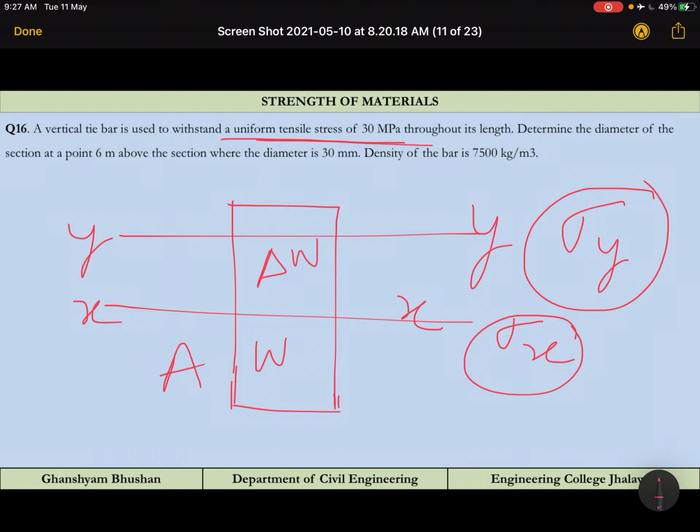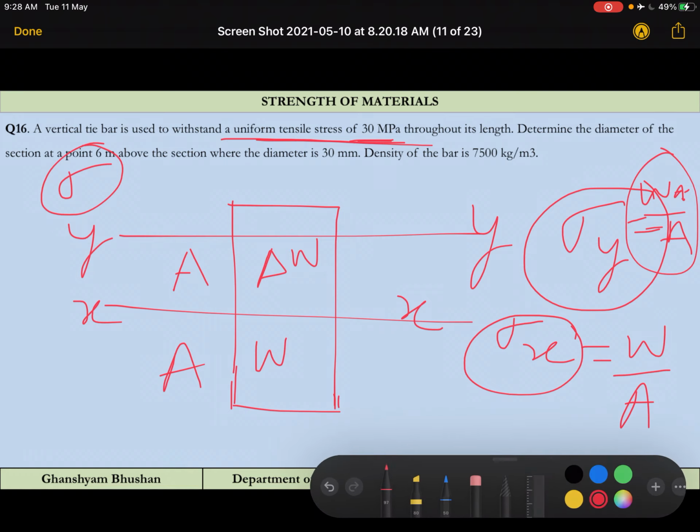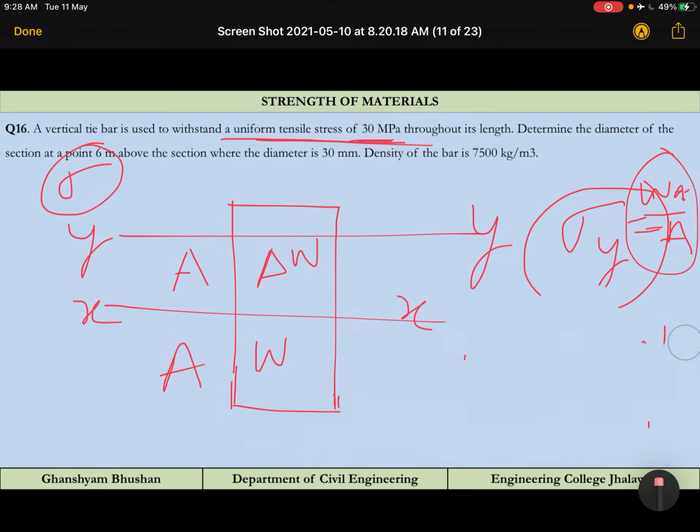If the area is the same, so sigma x is W by A, but sigma y is W plus delta W by A. So this is not uniform, but what we need is uniform stress. Wherever we are checking, this sigma should not change, it should be maintained as 30 MPa. So you can think of how we can achieve this type of condition.